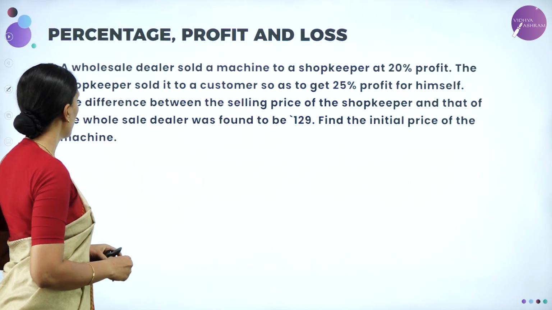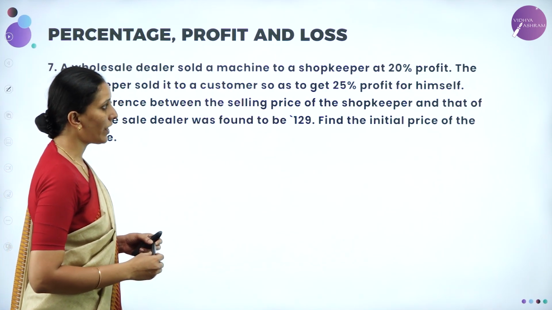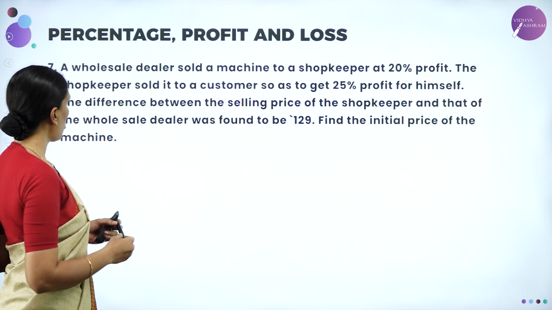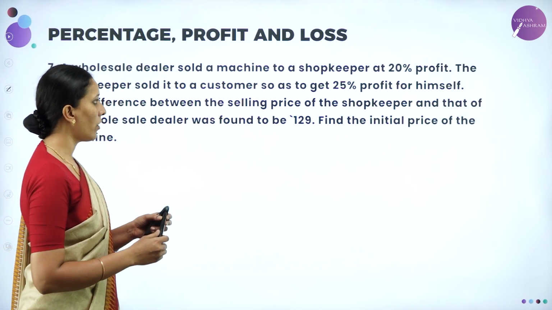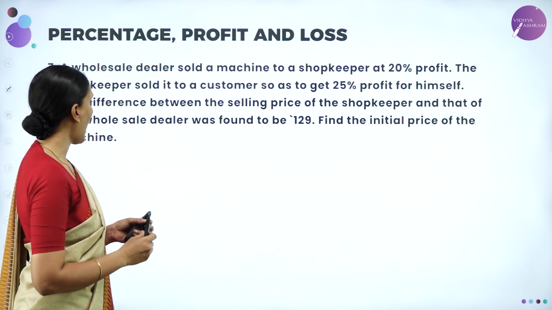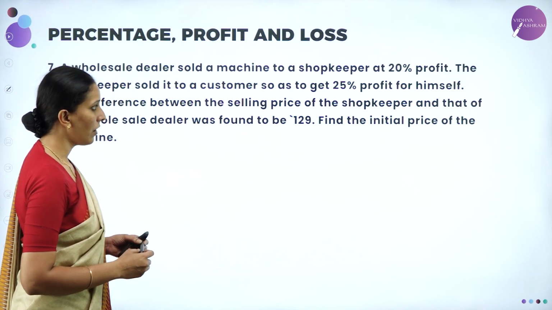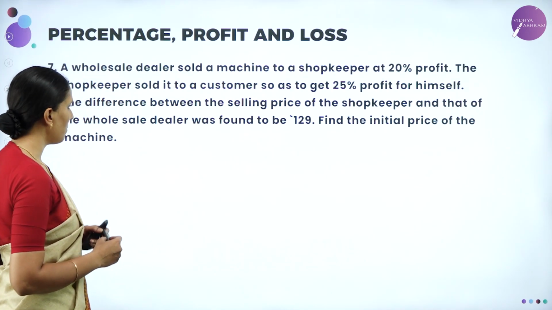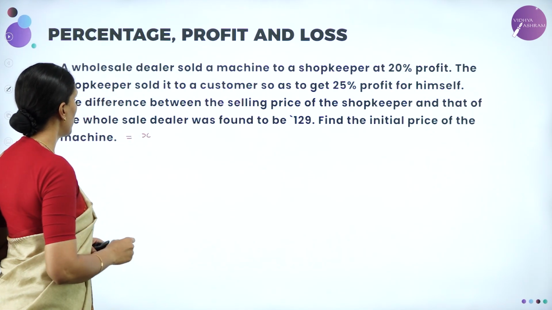Next question. A wholesale dealer sold a machine to a shopkeeper at 20% profit. The shopkeeper sold it to a customer so as to get 25% for himself. The difference between the selling price of the shopkeeper and that of the wholesale dealer was found to be 129. Find the initial price of the machine. So let the initial price of the machine be X.